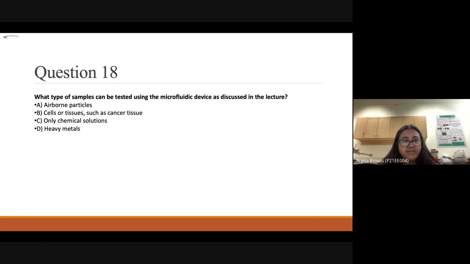What type of sample can be tested using the microfluidic device as discussed in the lecture? First is airborne particles, second is cells or tissue such as cancer tissue. Option C is only the chemical solution and option D is heavy metals. So what is the right answer here? What type of sample can be tested using the microfluidic devices as discussed in the lecture?